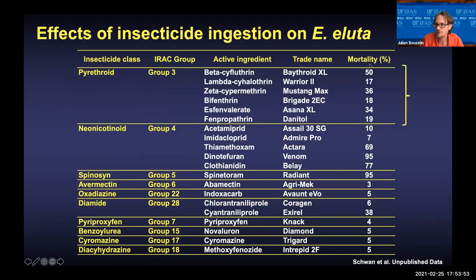If you look at the pyrethroids, you can see that by ingestion, you have relatively low mortality. So they are not good stomach poisons, but you can see here that the Radiant had outstanding efficacy. What was interesting as well is that three of the neonicotinoids, the Actara, Venom, and Belay, had more than 69% mortality. And also the Exirel, which is not registered, had 38% mortality.